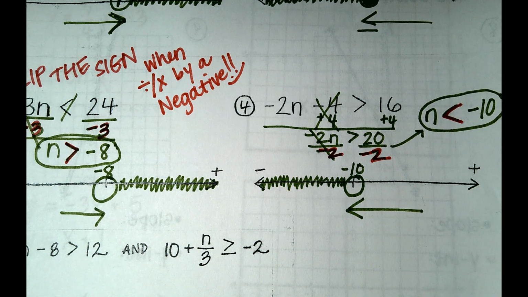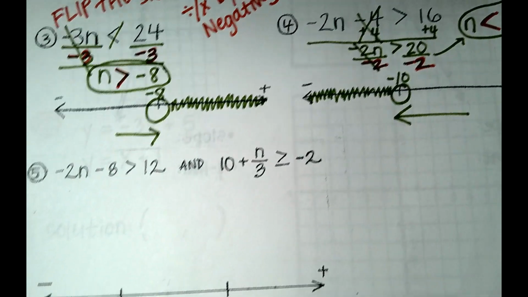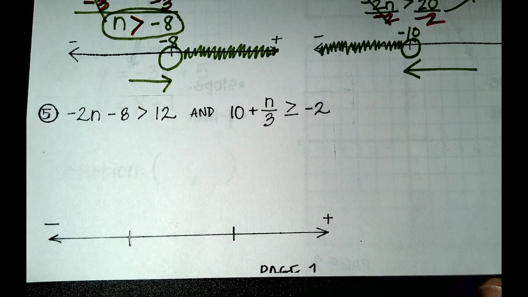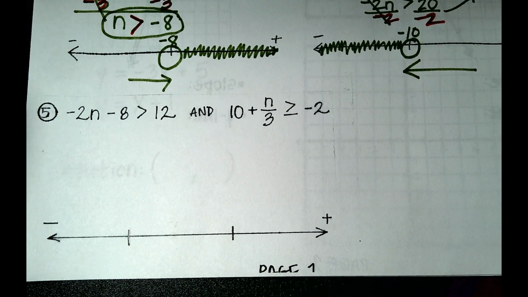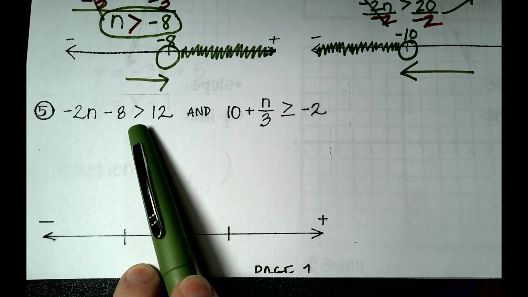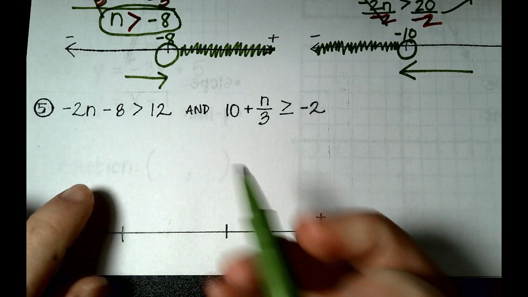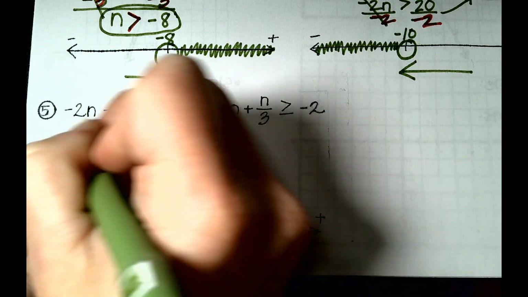Any other questions? Okay. We ready for number 5? Okay. So, number 5, we have a compound inequality. This is the same thing as we've been doing above. It's just now we're solving 2 and we're putting them on the same graph. So, let's start with this one here. -2 times n minus 8 is greater than 12. Yes, let's add 8 to both sides.